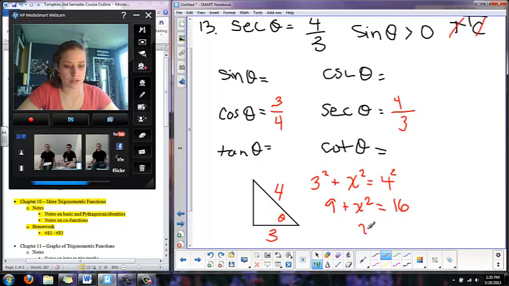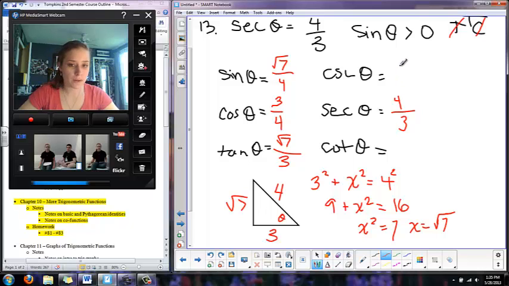Okay, so x squared is equal to 7, so x is the square root of 7. Because of that, I'm now going to have to rationalize some things, but that's okay. Sine is opposite over hypotenuse, so radical 7 over 4. And then tangent is opposite over adjacent, so radical 7 over 3.